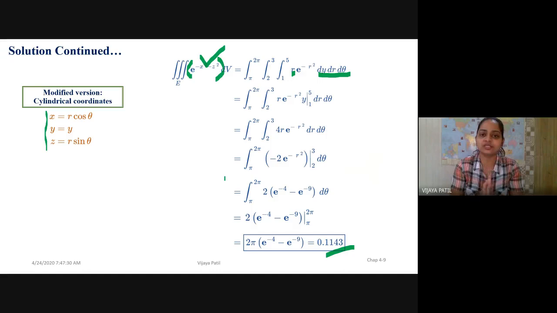I hope you have understood this lecture. Before going for this session, I'm requesting you to go through the previous one, just on the cylindrical coordinate system, so that you will understand this particular session very well.